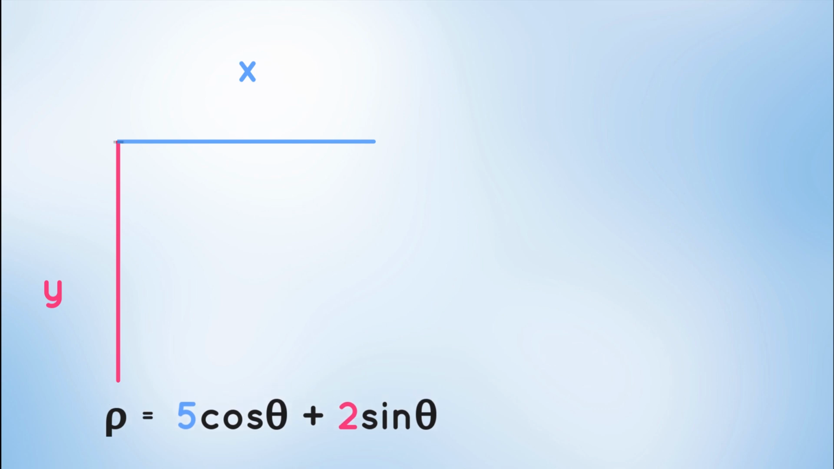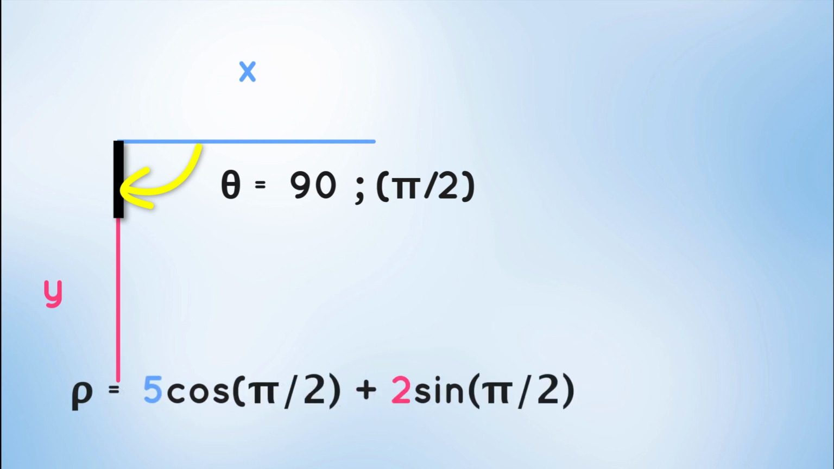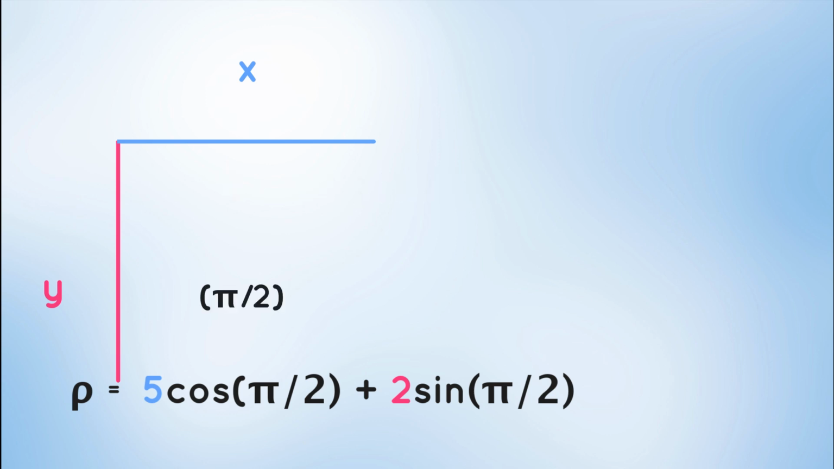The perpendicular distance from the origin to our line would correspond to an angle of 90 degrees, which in radians is pi over 2, which ultimately works out to a distance of 2. This line, therefore, is characterized by an angle theta of pi over 2 and a distance rho of 2.